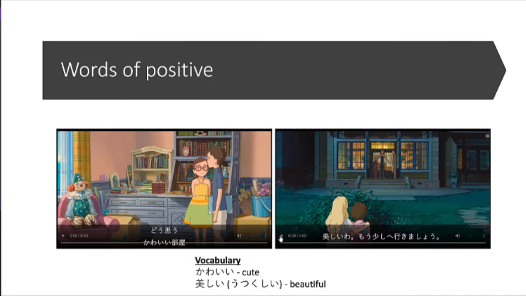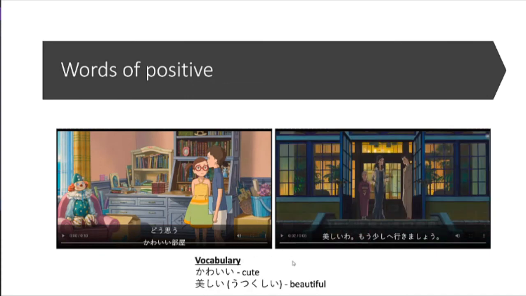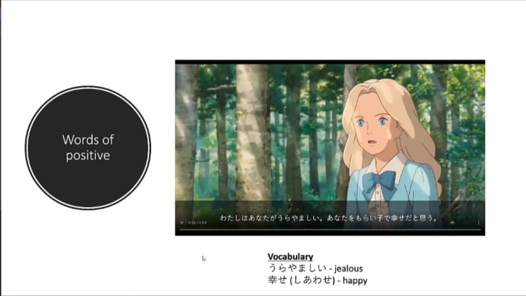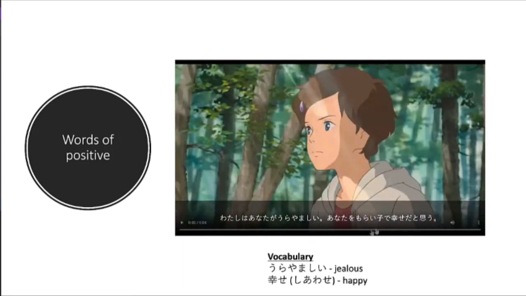Kawaii, which means cute, which is more beautiful. We've got 私はあなたが羨ましい。あなたはもらいっ子で幸せだと思う。Moraiko is more like adopted child. So here, 私はあなたが。So I, as for I, you, the subject, you, I'm jealous. 羨ましい。あなたもらいっ子で幸せだと思う。So again, I think I would have been happy, 幸せ, which is happy, if I was adopted.